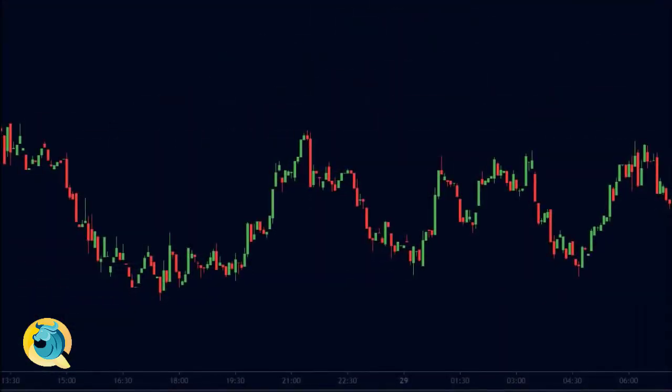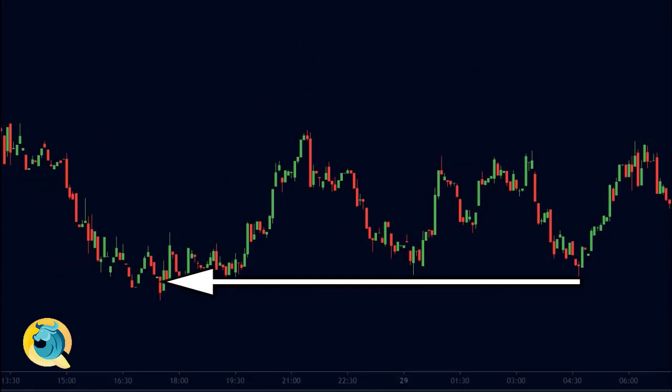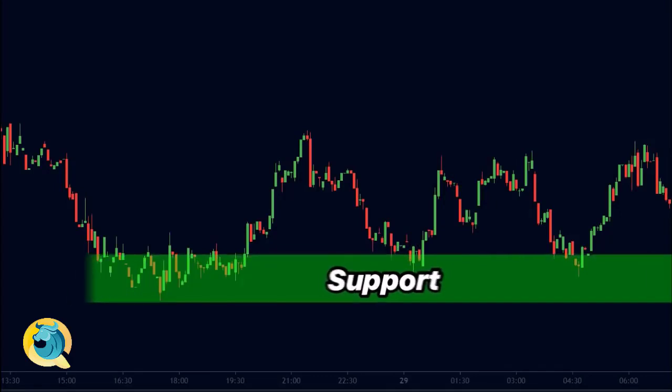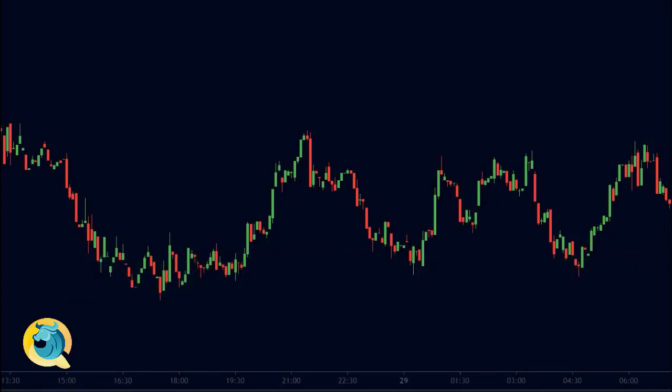The same thing happens at a support level. The traders that sold here were trapped in a losing trade. Therefore, they exited their position here and created a buying pressure. Hence, the price went up, and this level became a support level. Support and resistance are one of the foundations of technical analysis. So it becomes very essential to learn how to correctly plot these levels.